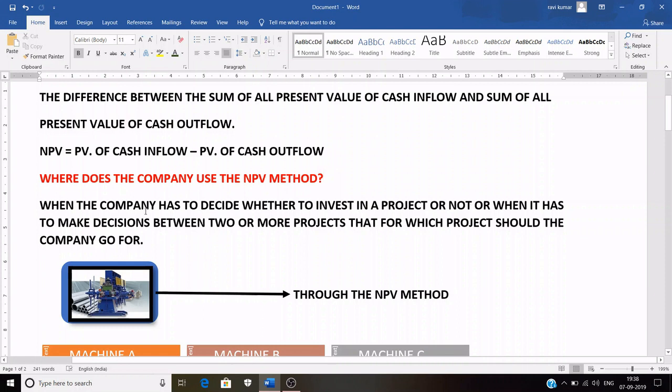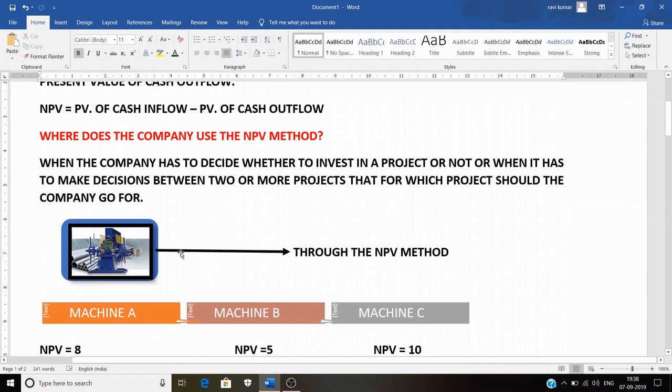The same thing is written here: when the company has to decide whether to invest in a project or not, or when it has to make decisions between two or more projects, which project the company should go for. For example, suppose ABC company needs a machinery for production purpose. You can see this machine, and the company has this machine proposal. Whether to buy this machine or not will depend on the NPV. So the company first will calculate the NPV of this machine.